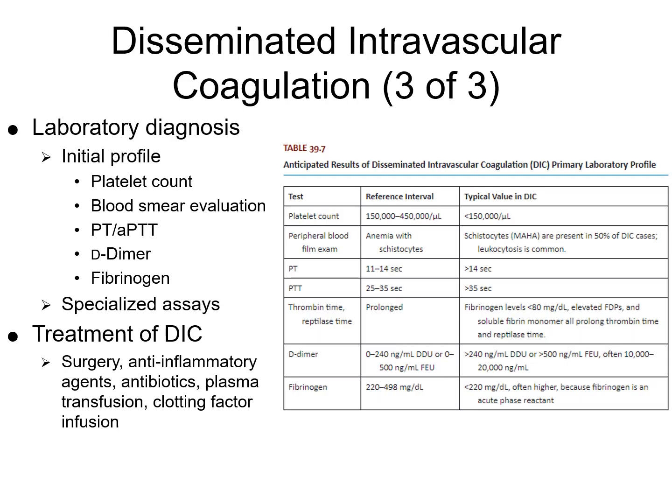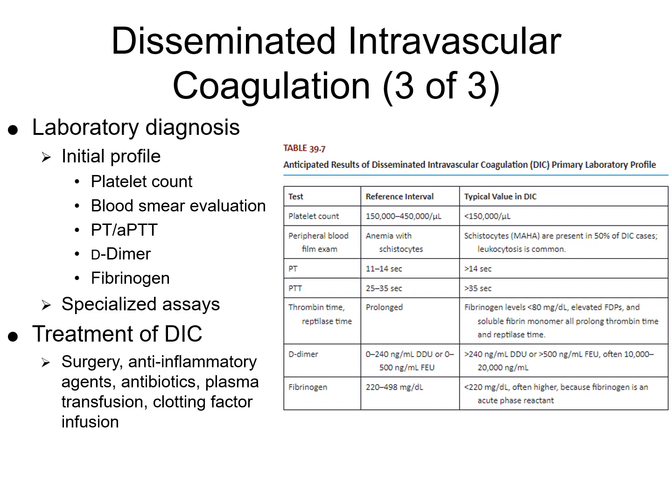For the laboratory diagnosis of DIC, we would do an initial profile, and this would include your platelet count, blood smear evaluation, PT, PTT, D-dimer, and fibrinogen, and then some specialized assays. So for the platelet count, it is usually decreased due to consumption from widespread clotting. In your blood smear evaluation, we're going to see the presence of schistocytes, or those fragmented red cells, which would indicate a microangiopathic hemolysis.